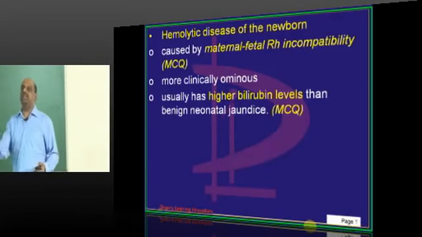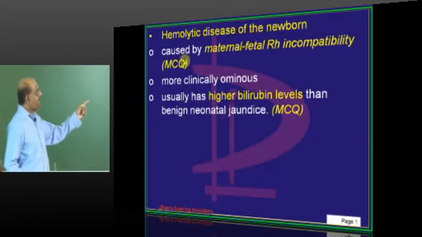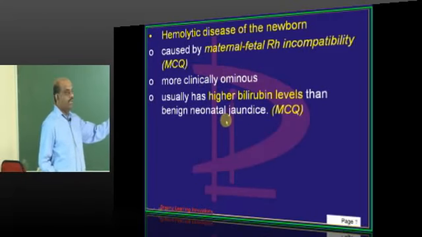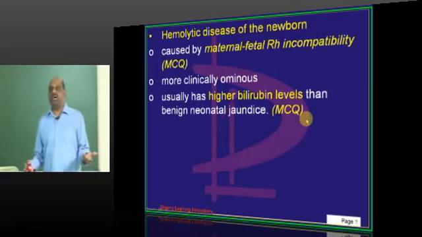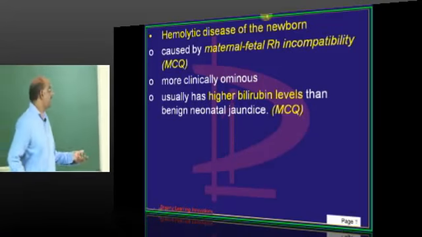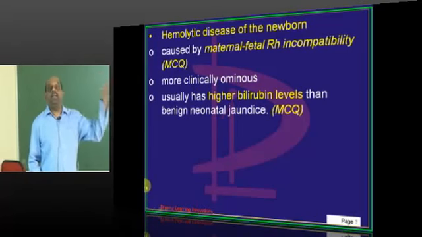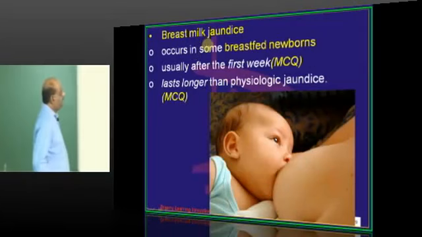Then hemolytic disease of the newborn. If there is any Rh incompatibility, then this can occur. It's very dangerous, and if you compare with neonatal jaundice, the rise in bilirubin in hemolytic disease of the newborn will be quite higher, is what you need to appreciate.